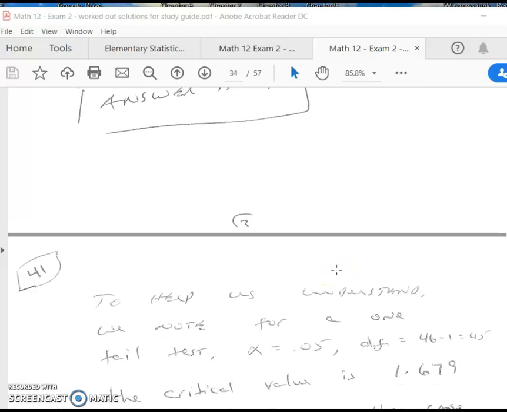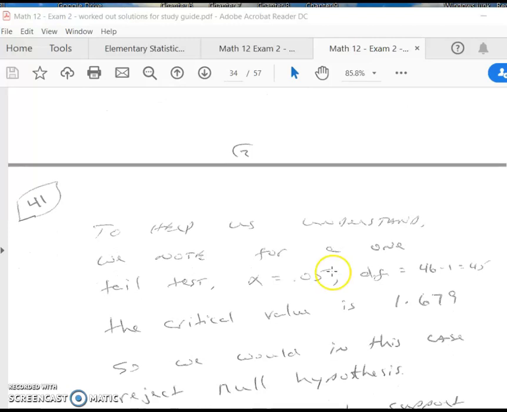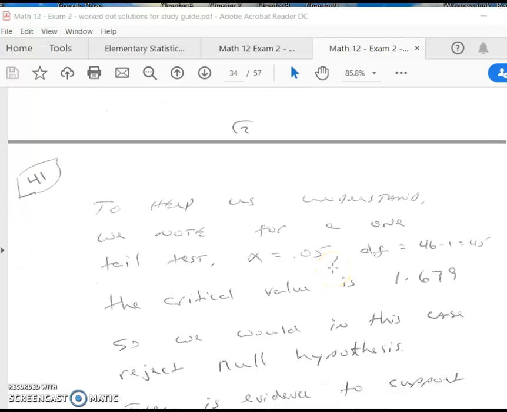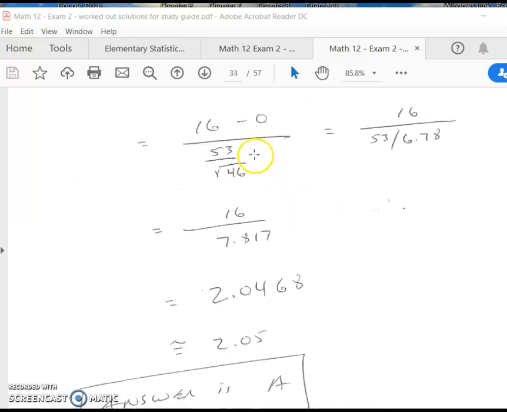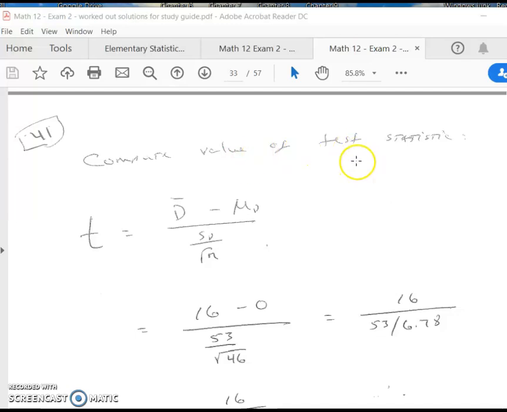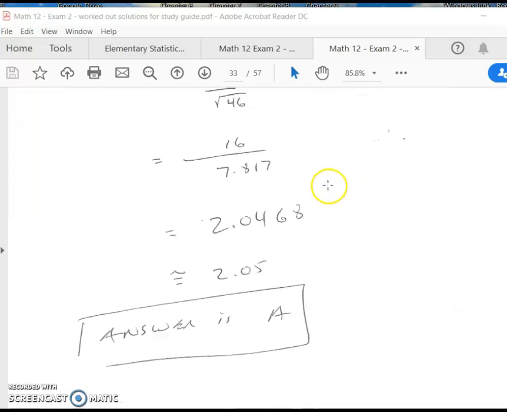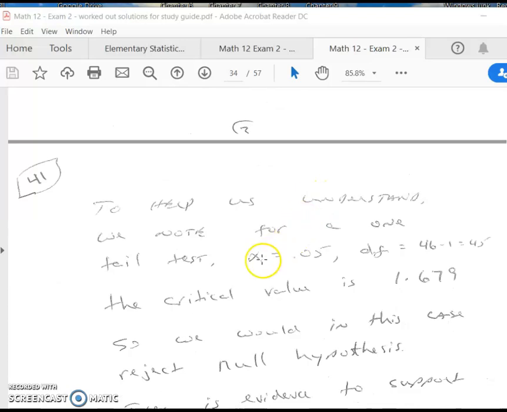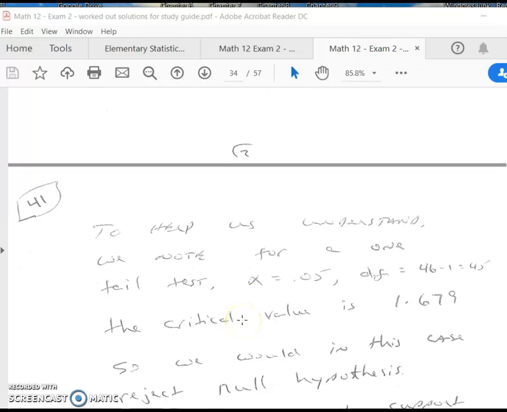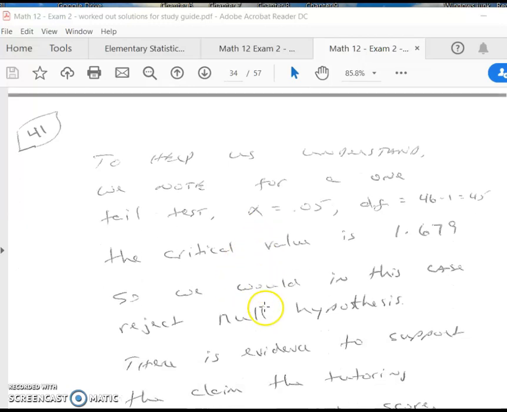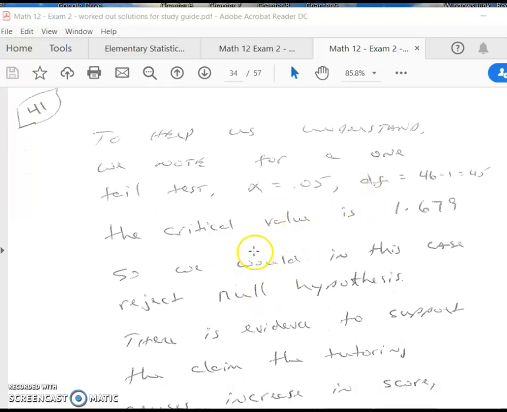Now what I did next was I wanted to help us understand this. So let's try to use this. By the way, sometimes they call it the test statistic, sometimes they call it the test value. The test value is what you get from the actual data that you are working with. But let's help us understand this. Let's just do the problem.